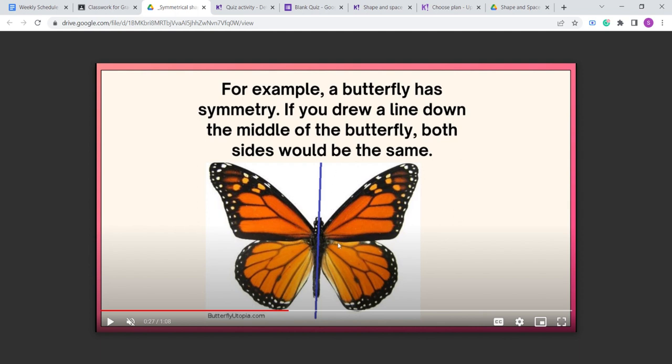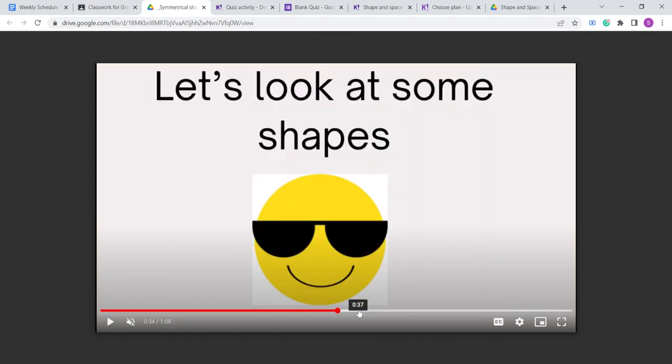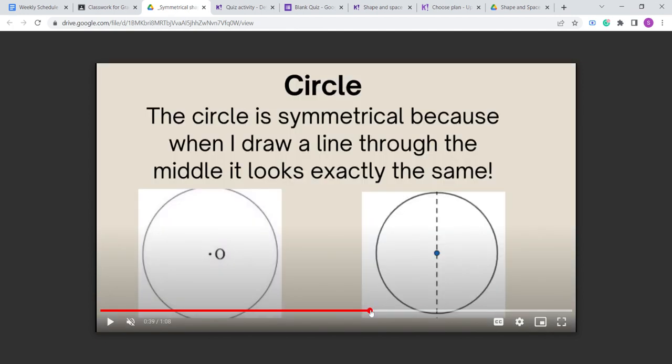If we cut the butterfly into two pieces, and draw a line in the middle of the butterfly, both sides will be equal. That shows the line of symmetry. And here are the different types of line symmetry: horizontal, vertical, and diagonal lines of symmetry. And now I also discussed the different shapes and their lines of symmetry.